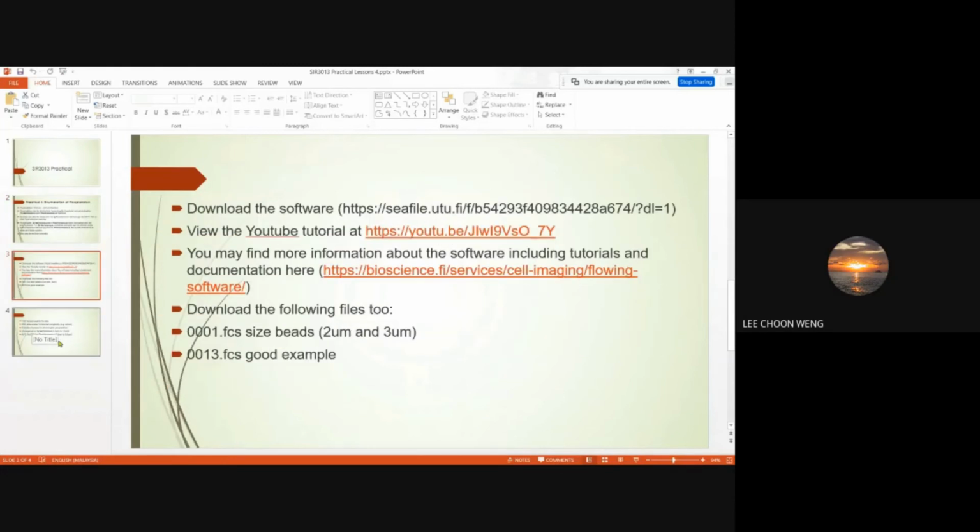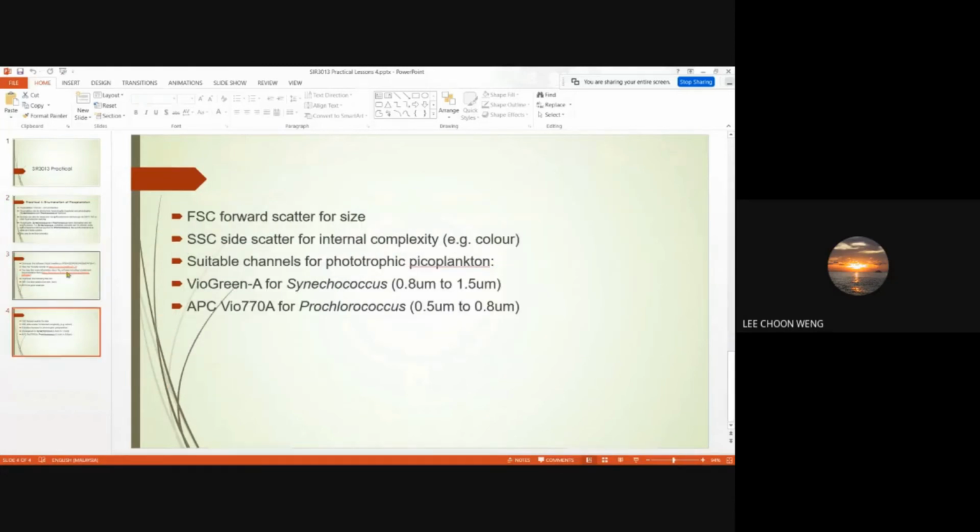So, but as I've mentioned before, depending on if you're using it in your own research or in your work, all equipment will have their own proprietary software that you can use to analyze. Okay, the most important thing is to understand the use of forward scatter, side scatter, and then the use of the availability of different channels.